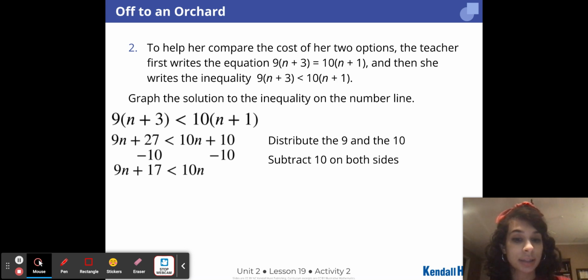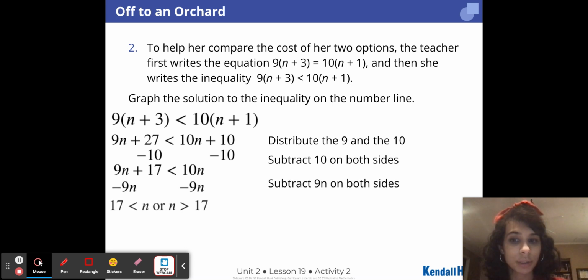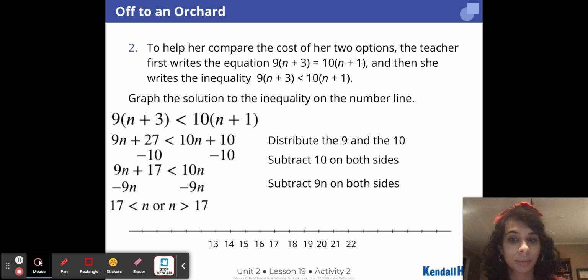To isolate my n, I want all my n's on one side, so I'm going to subtract 9n on both sides, which is going to give me 17 is less than n, or n is greater than 17. And so if I have my number line, I'm going to create an open circle and draw a line in that direction. I'll explain what that looks like in a second.